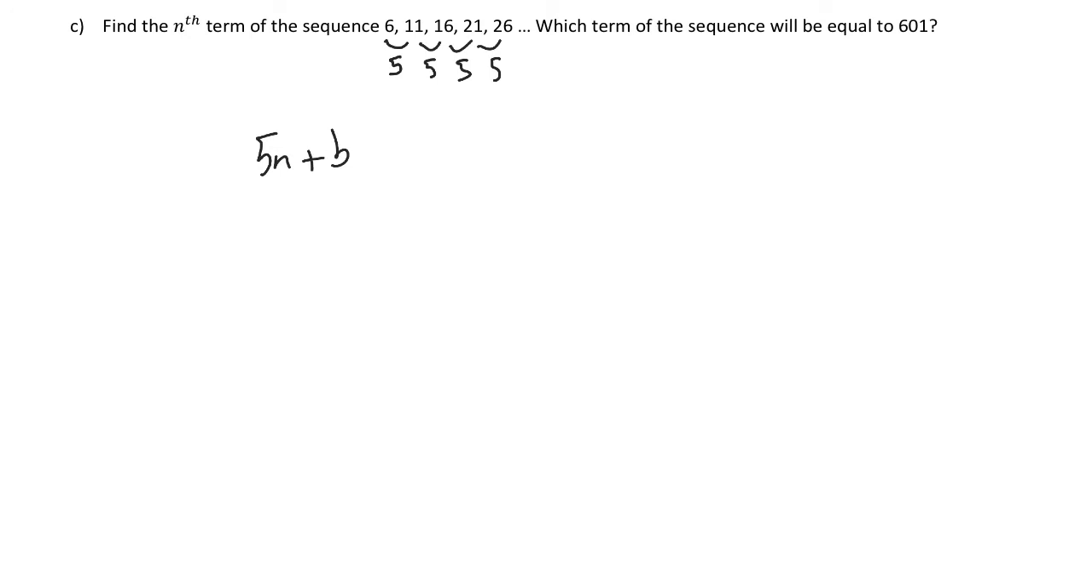To work out the b, we do the sequence back the way. So we go 16, 11, 6. And the next term is going to be 1. So that means our b is 1. So the sequence is 5n plus 1.